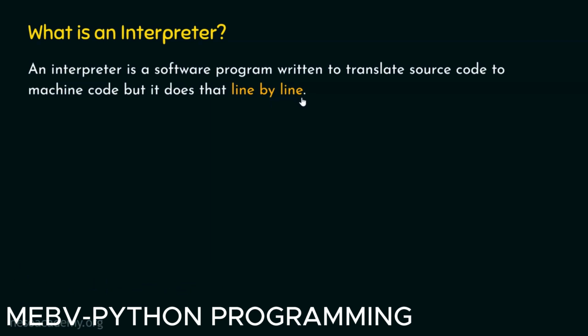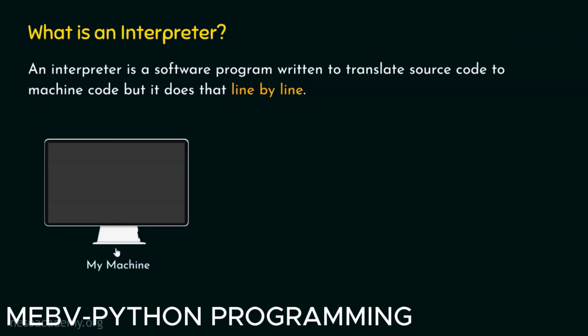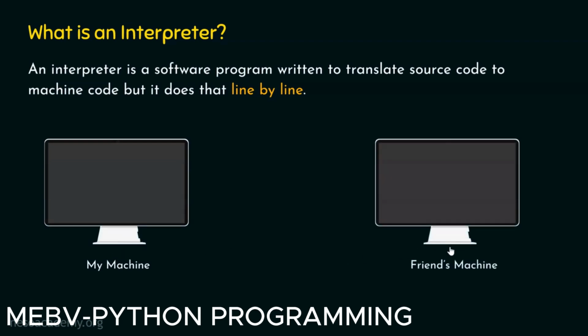Let's try to understand the meaning of this statement with the help of an example. Let's say this is my machine and this is my friend's machine. In my machine, I have written this code. This code is a JavaScript code and I have chosen JavaScript programming language because JavaScript is an interpreted programming language. Here we have three variables x, y and z. We have the statements x equal to 5, y equal to 10, z equal to x plus y.